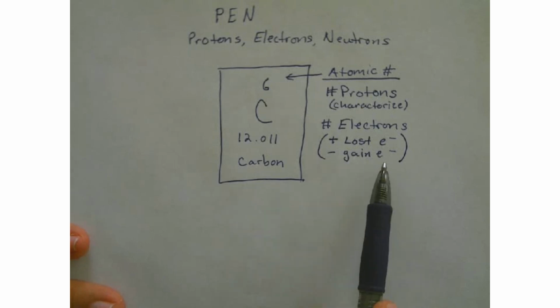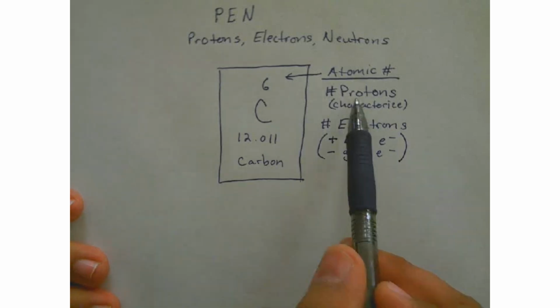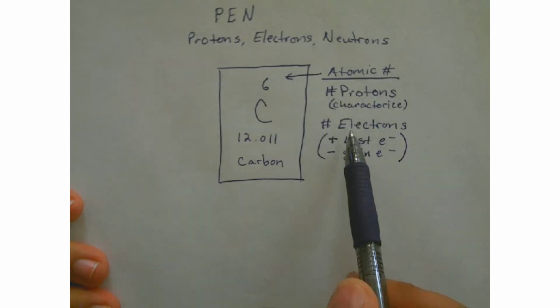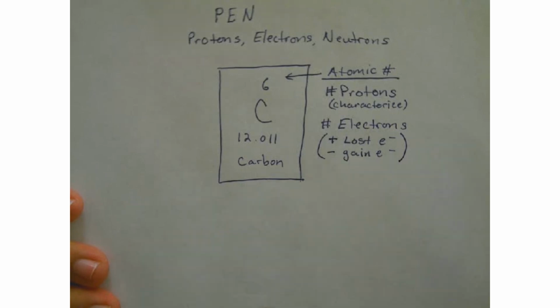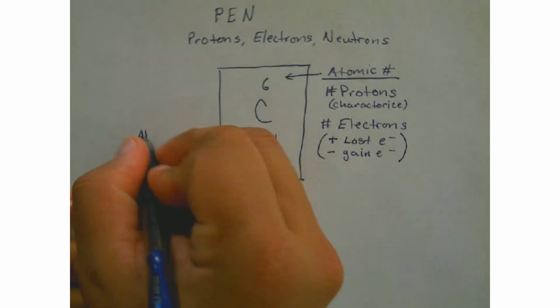Okay? Now, we got one more particle we've got to talk about: neutrons, right here. Okay? Well, this top number, the atomic number, tells us the number of protons. It also tells us the number of electrons it's supposed to have, right, in a neutral atom. Well, how do we find neutrons? Well, let's go to this number right here. This is what we call the atomic mass.